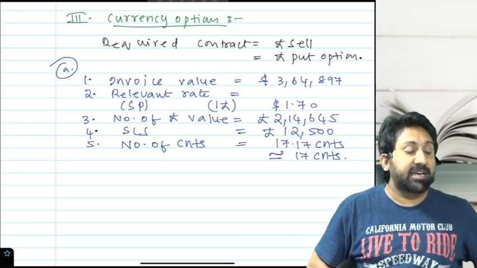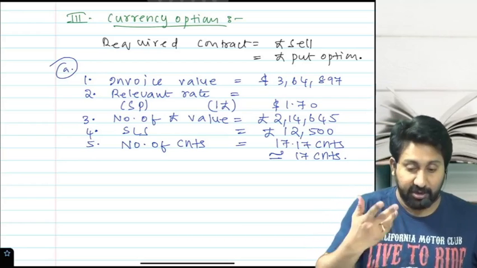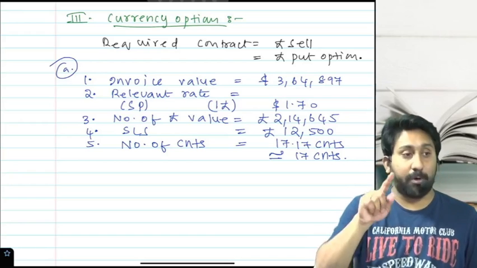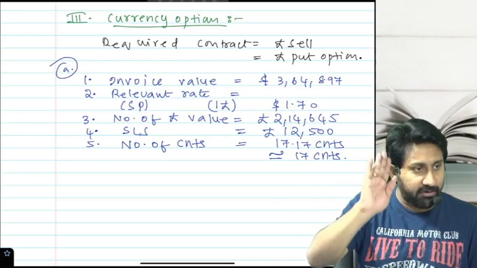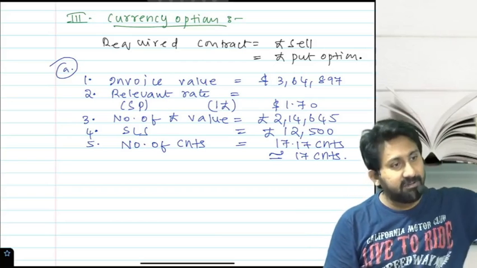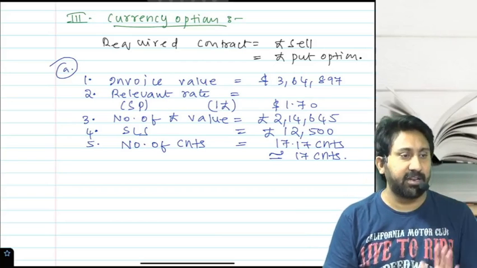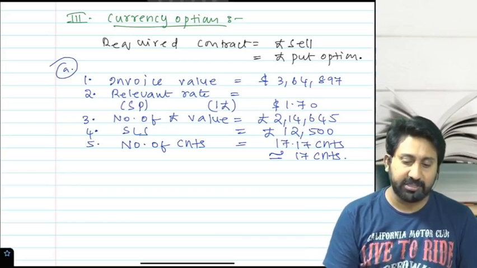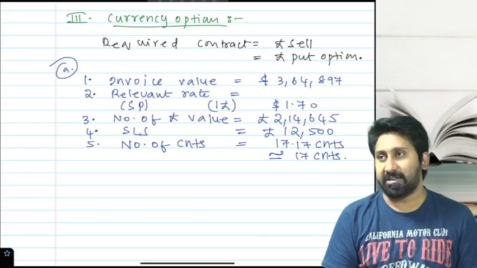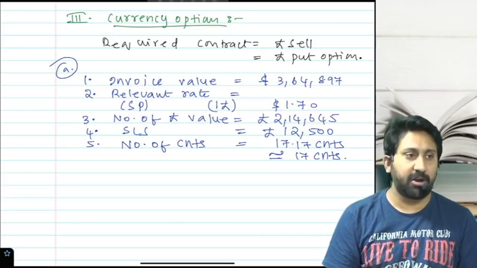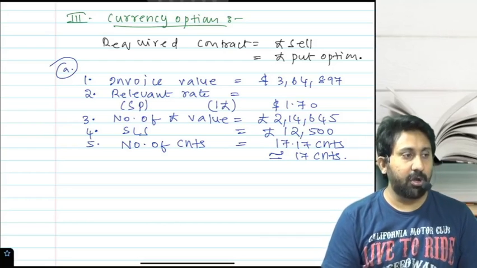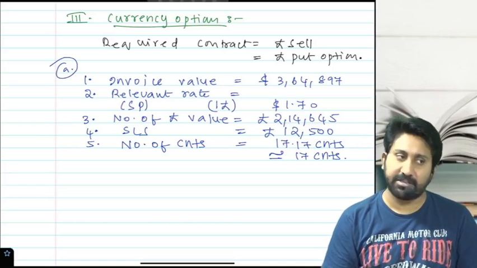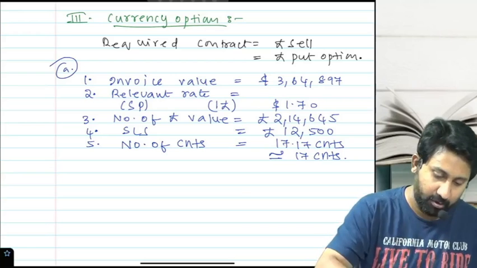The transaction is in dollars, the invoice is in dollars, but the futures and options transaction is quoted in pounds. So everything we first need to convert into pounds. Lastly we will reconvert back to dollars and state the amounts. Now the number of contracts is 17.17. But is 17.17 contracts possible? Not possible. Only 17 contracts is possible.